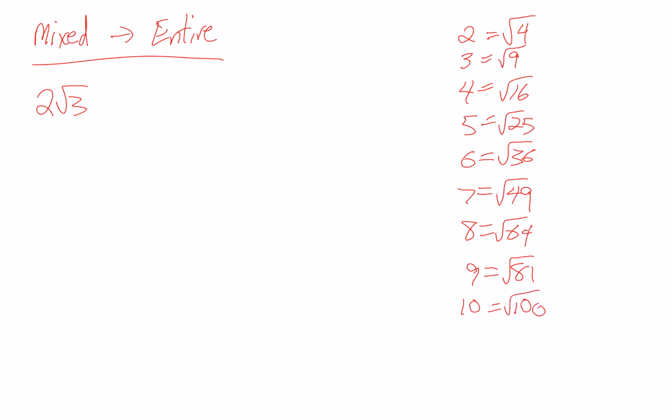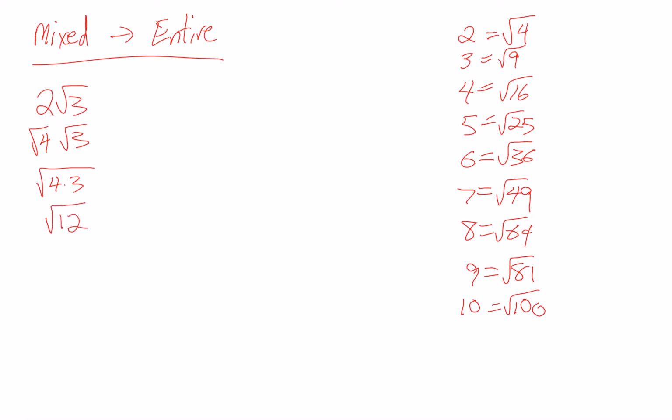Okay, so there's sort of our start of our perfect root list. What we want to do when we convert is change the whole number to a square root number. So 2, we could change that to root 4, right? Because 2 is the same thing as square root of 4, times square root of 3. And when we multiply radicals like this, that's the exact same thing as 4 times 3 under 1 square root, which would then be 12.